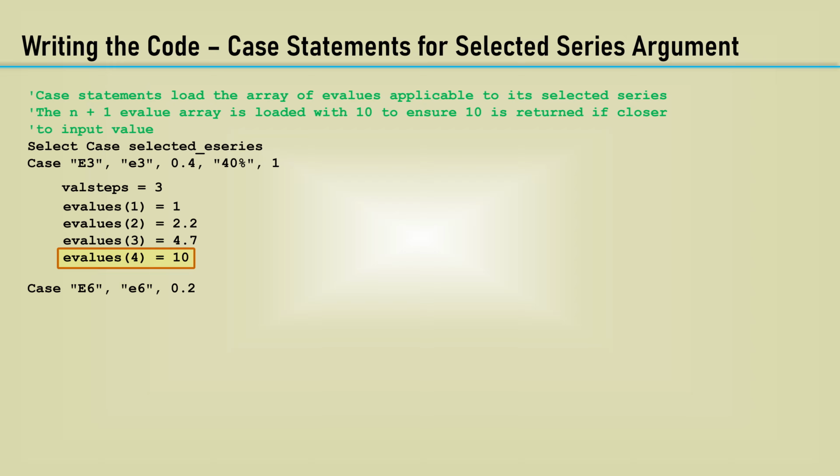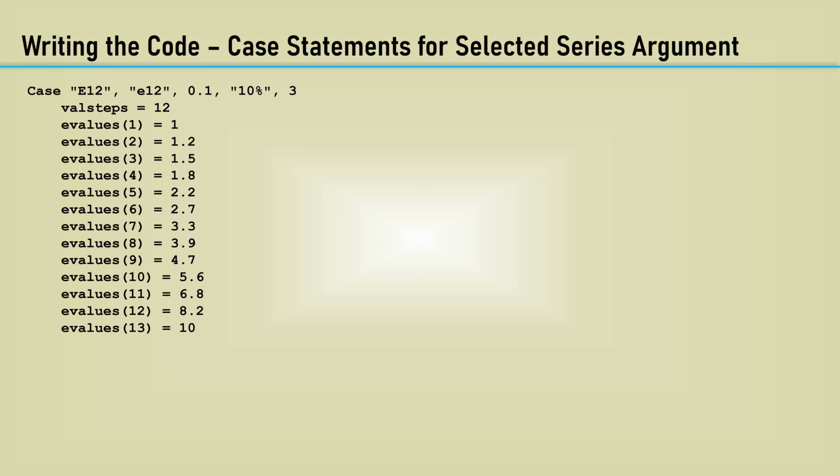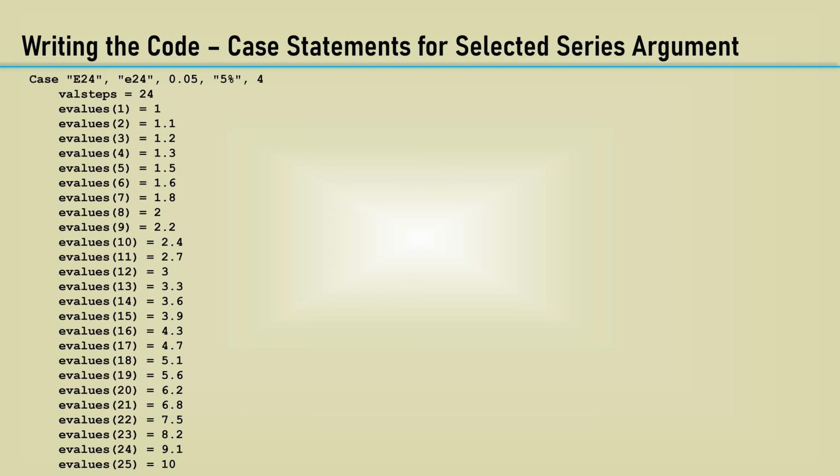Next is the E6 series. Val steps is 6. There are so many exceptions in these low series sets, I thought it was easier to manually load the array as opposed to calculating the values and then handling the exceptions. Next is the E12 series. Val steps is set to 12 and all other values are manually loaded. Same with the E24.